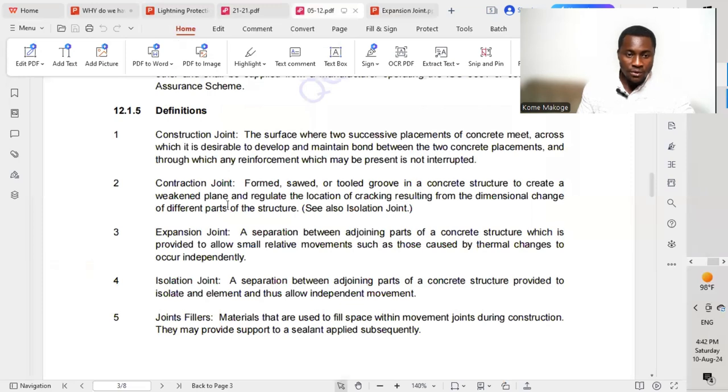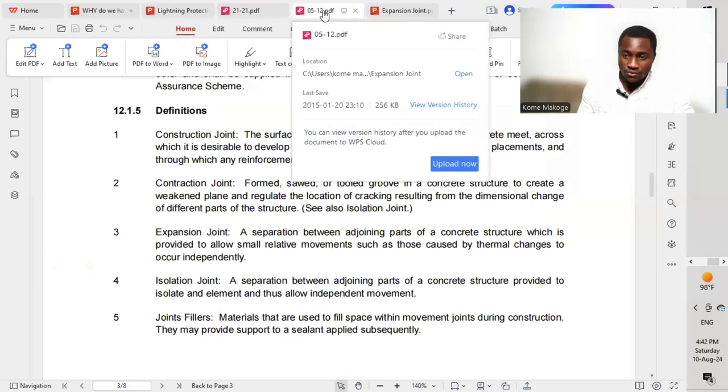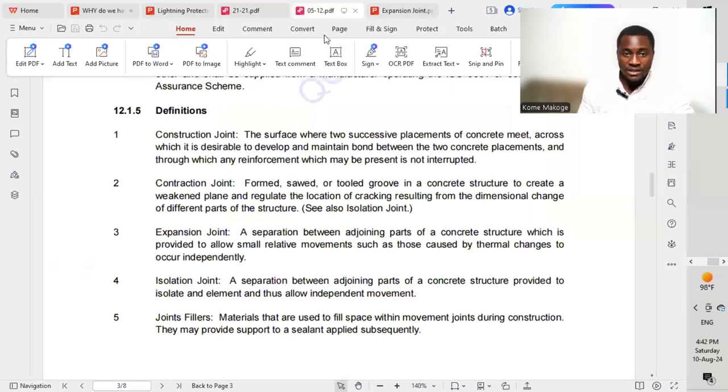I'll take us now to the code, which is QCS 2014, Section 5, Part 12, which has to do with expansion joints. I'll take us to 12.1.5, which is the definition. So we are going to see what the code says about expansion joints, or how they define them. We move to the third point, which is expansion joint. It says: a separation between adjoining parts of a concrete structure, which is provided to allow small relative movements, such as those caused by thermal changes, to occur independently. So this is what the code tells us.